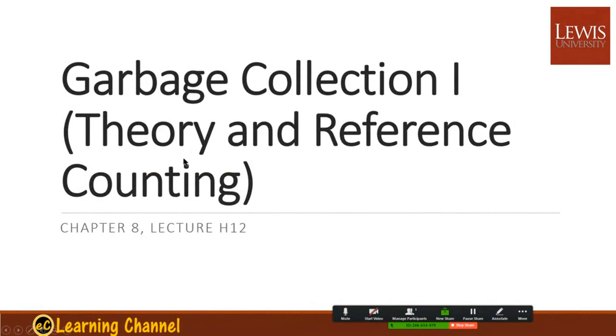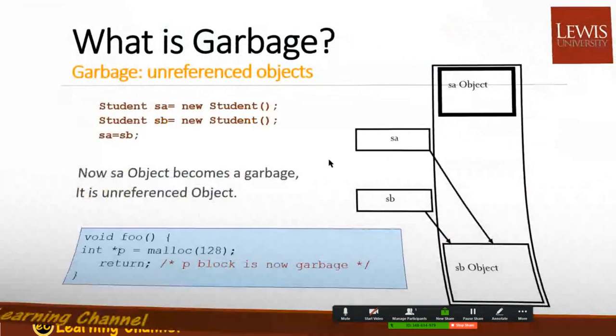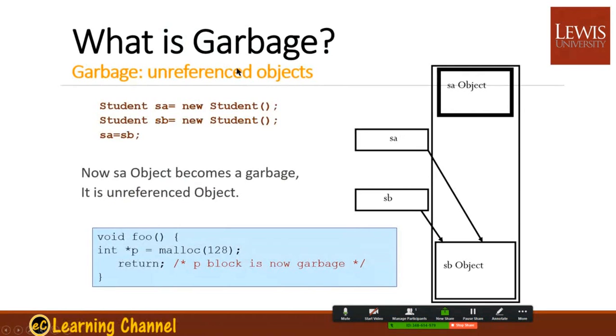Garbage collection theory and reference counting. Reference counting is one way of handling garbage. So what is garbage? Garbage is an unreferenced object, and a dangling reference is a reference that has no object that it is pointing to. So the two are opposite concepts.